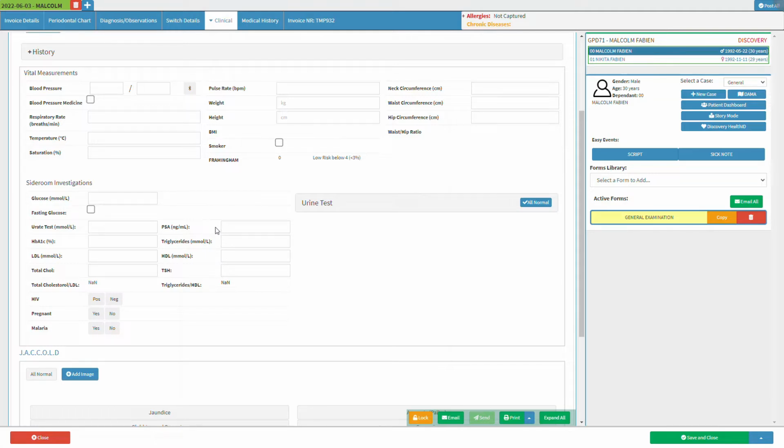PSA, or the prostate-specific antigen protein levels in the blood, are tested to detect signs of prostate cancer. A result with high PSA levels would indicate either cancer or an infection, and additional screenings are required to rule out the various possibilities.